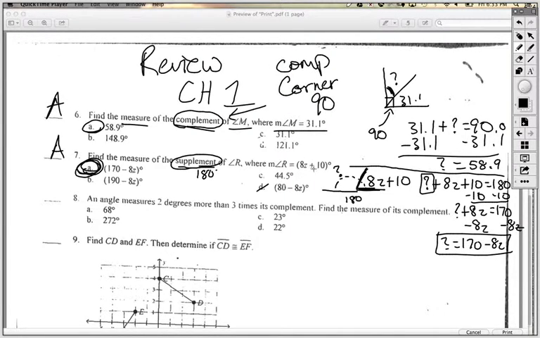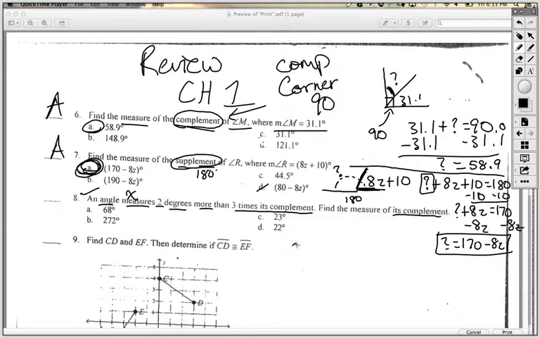Okay, now let's get all crazy up in that. I'm going to scroll down here, no, we can finish it here. Let's do 8. It says an angle measures 2 degrees more than 3 times its complement. Find the measure of its complement. Oh my gosh. An angle. Okay, well, let's call that angle X.